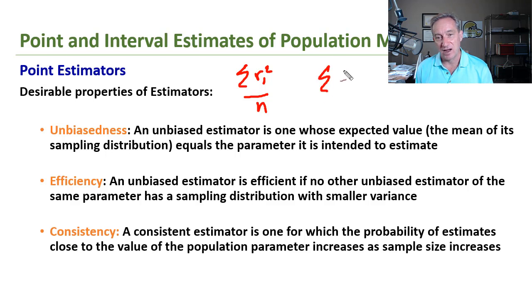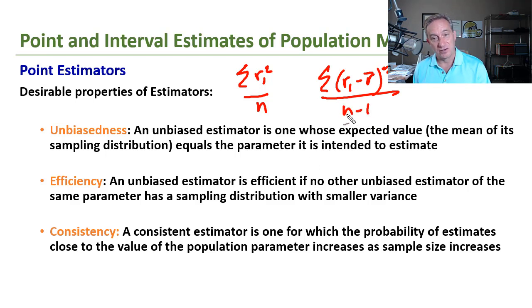You may decide to take each return, its difference from the average return, square that difference, and divide the sum of that by n minus 1. That's the formula we just saw. You're going to get a different answer, are you not?